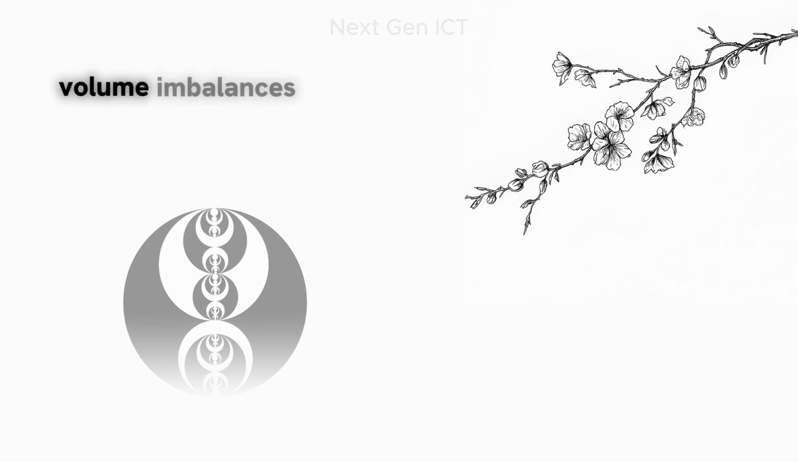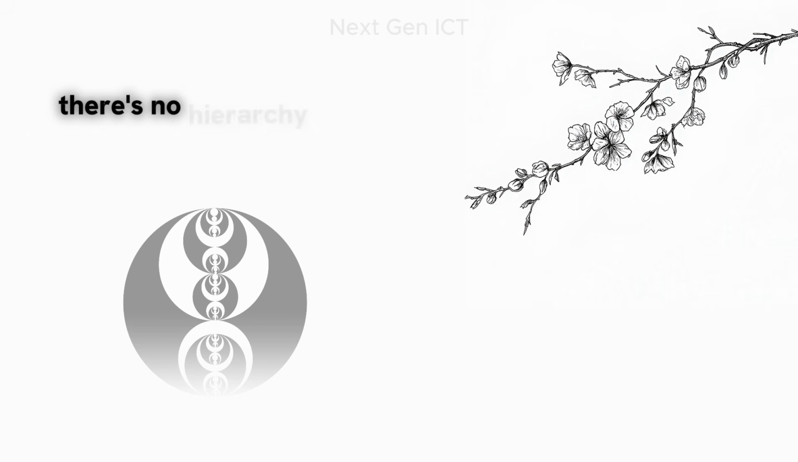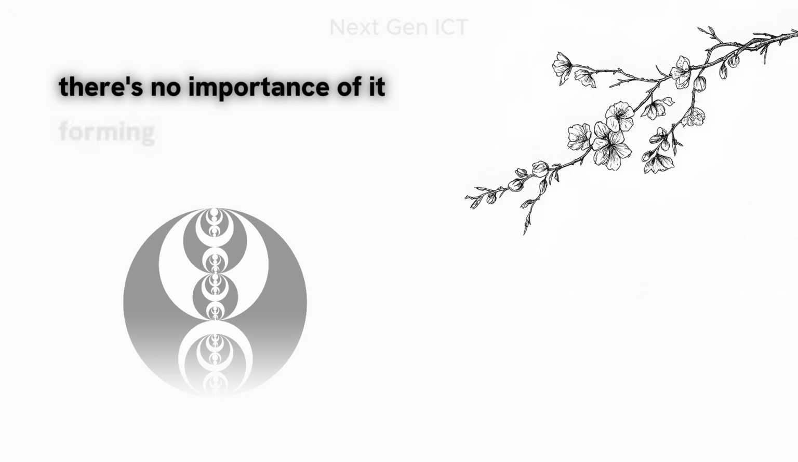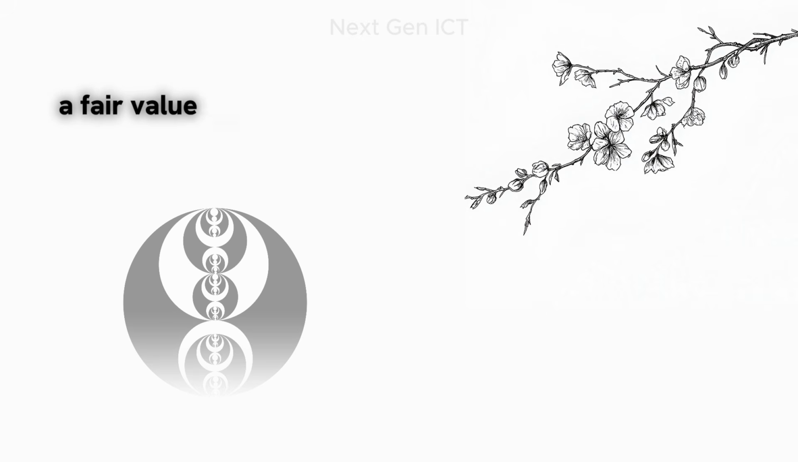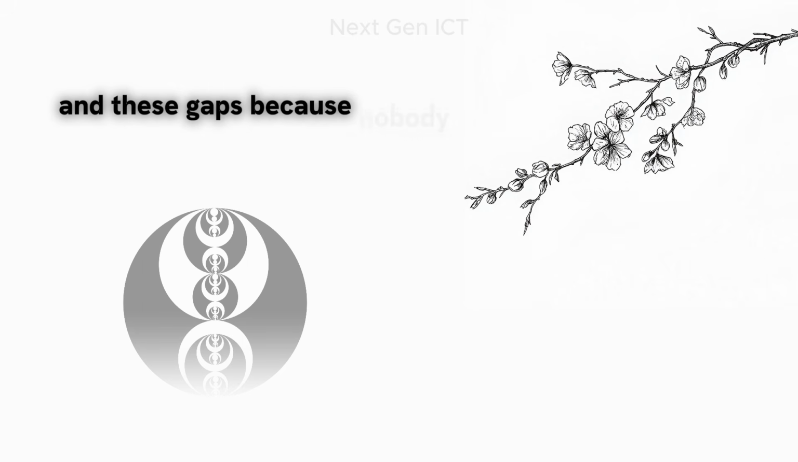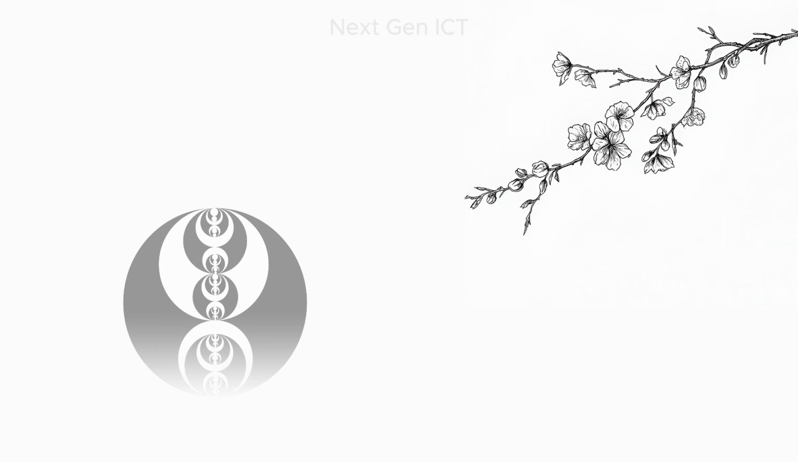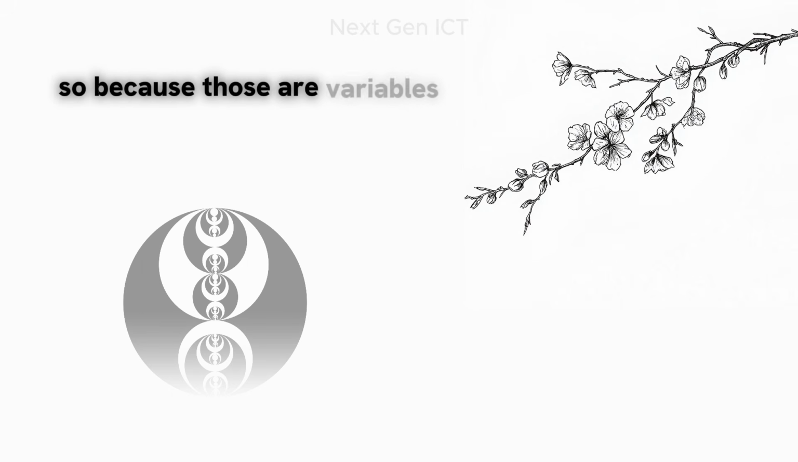But volume imbalances can occur anywhere in a price run. There's no hierarchy. There's no importance of it forming above or below a fair value gap or a breaker. It literally can form anywhere. And these gaps, because nobody, not even me, nobody knows where a new day is going to open at 6 p.m. No one knows where the market's going to open up on Sunday. So because those are variables in price action and price delivery, you have no idea what they're going to do.